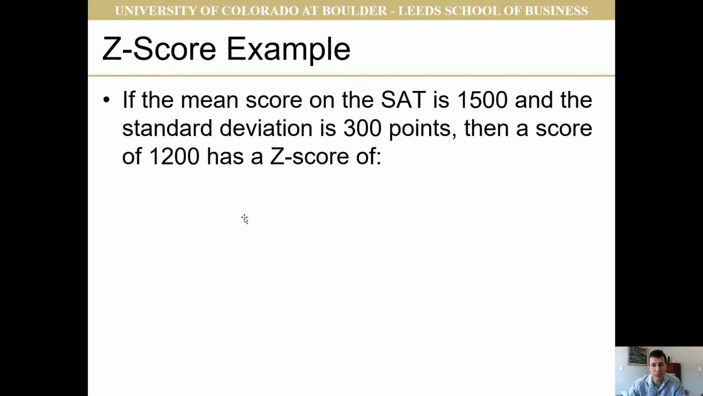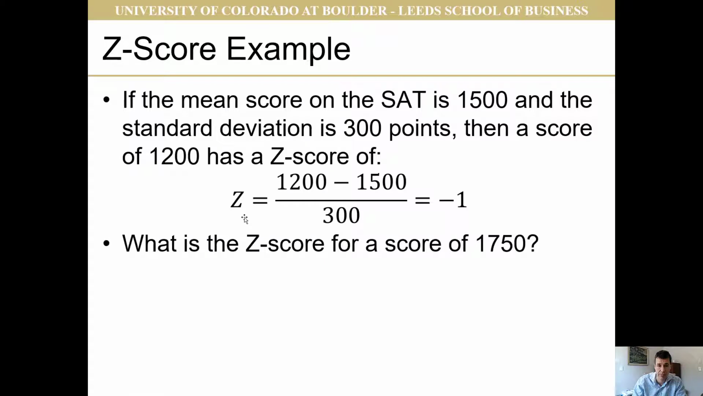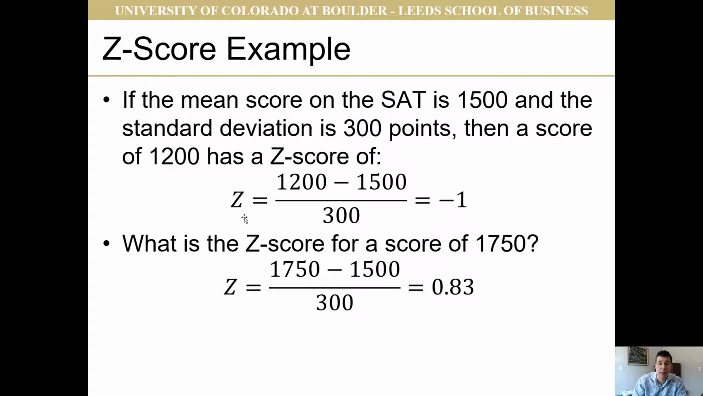So if the mean score is 1,500 and the standard deviation is 300 points, then a score of 1,200 has a z-score of 1,200 minus 1,500 divided by 300, or -1. The z-score of a test score of 1750 is 1750 minus 1,500 divided by 300, or 0.83. So this is something we can always calculate for any observation if we know the mean and the standard deviation.